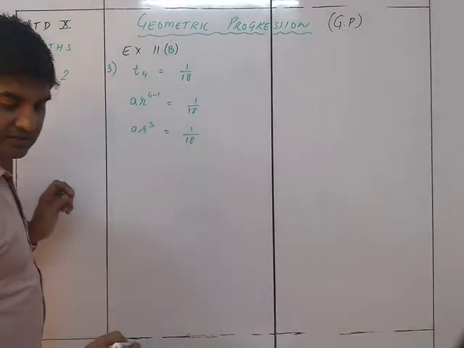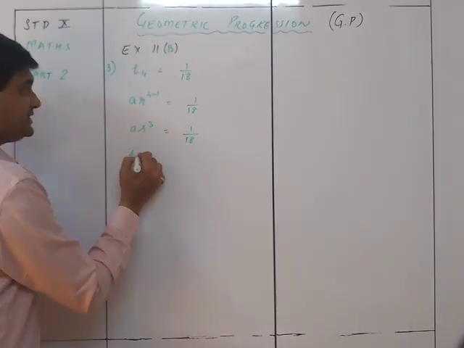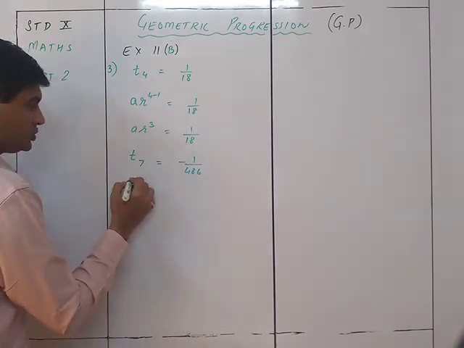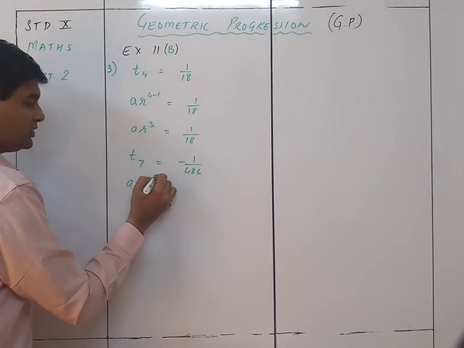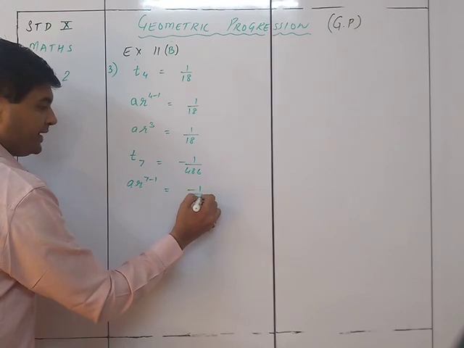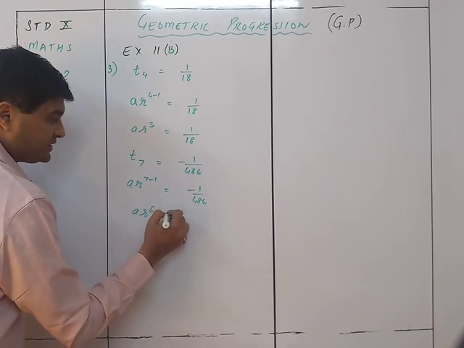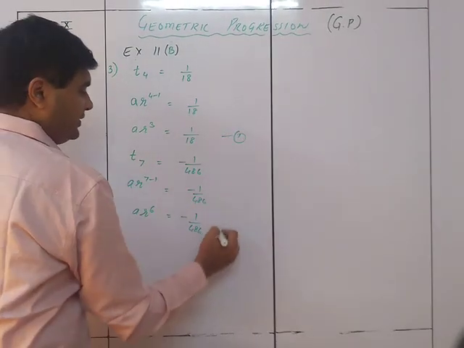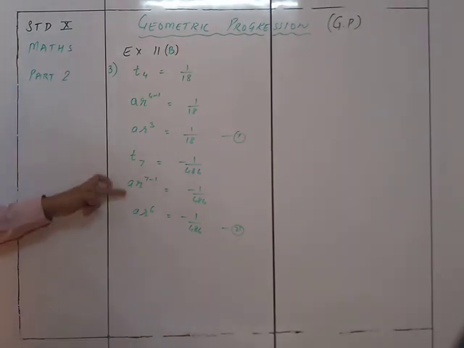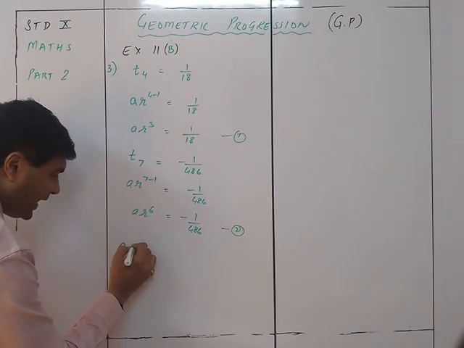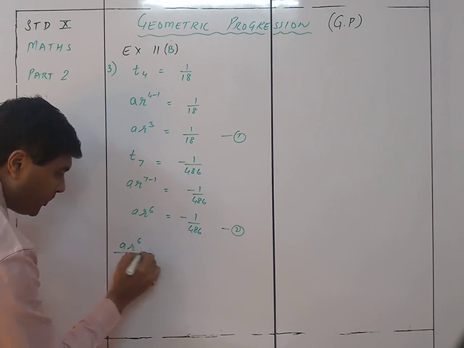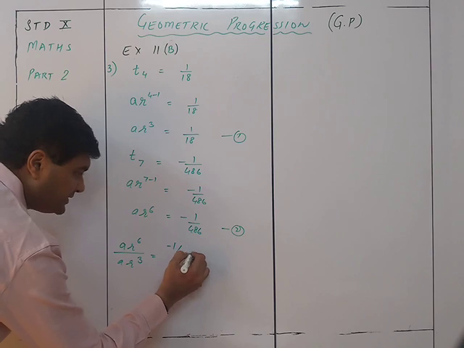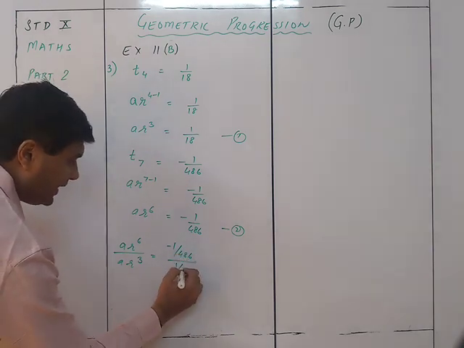The next thing they have given is the seventh term. So T7 is equal to minus 1 upon 486. So that's a r raised to 7 minus 1 is equal to minus 1 upon 486, or a r raised to 6 is equal to minus 1 upon 486. This is the first equation, this is the second equation. So if I divide these two, what do I get? a r raised to 6 upon a r raised to 3 is equal to minus 1 upon 486 upon 1 upon 18.